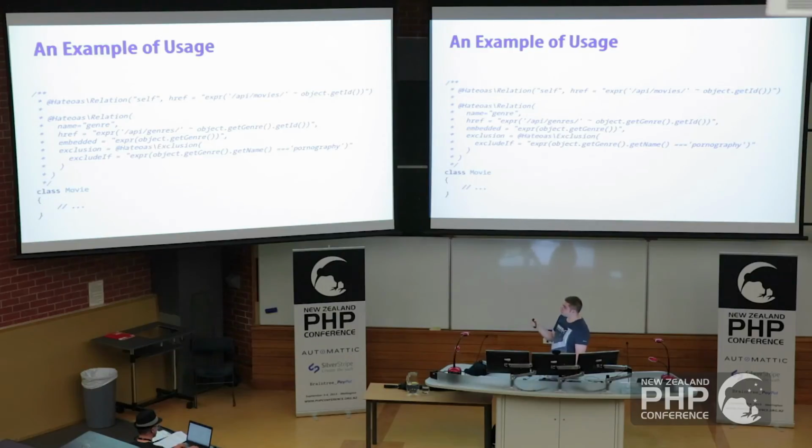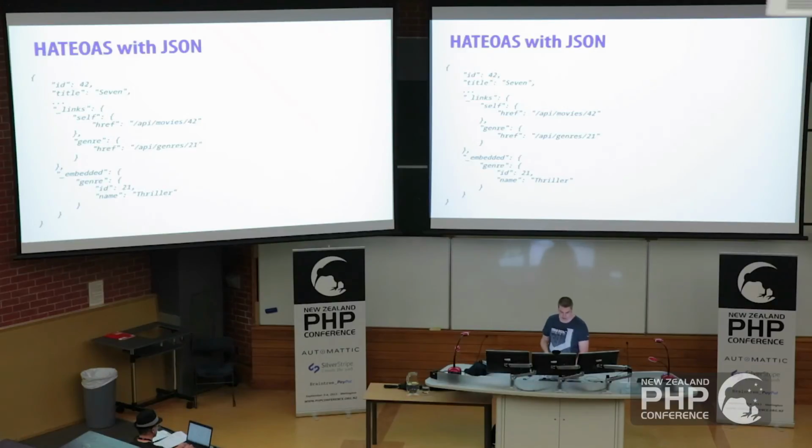And I only want to expose this link if the category is not the porn category, because maybe you don't want to expose the porn category if you have one on your website. So when you serialize with the JMS Serializer, those expressions will be evaluated at runtime. And so this is what you will get in your output.